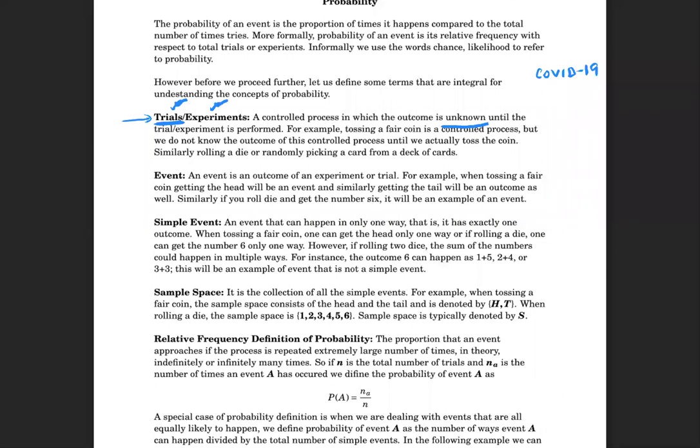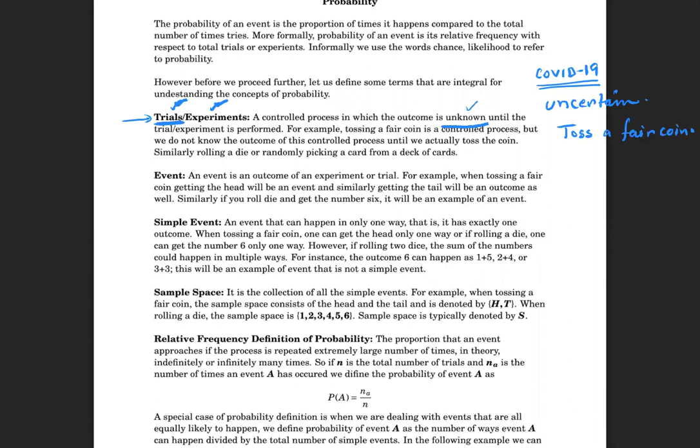Trial or experiment. Now, in the process, when a person takes the vaccine, he or she doesn't know whether it's going to be effective or not. So that's an outcome which is uncertain or unknown, okay? So a trial or experiment is a controlled process where the outcome is unknown. A more obvious or straightforward example for you is going to be to toss a fair coin, okay?